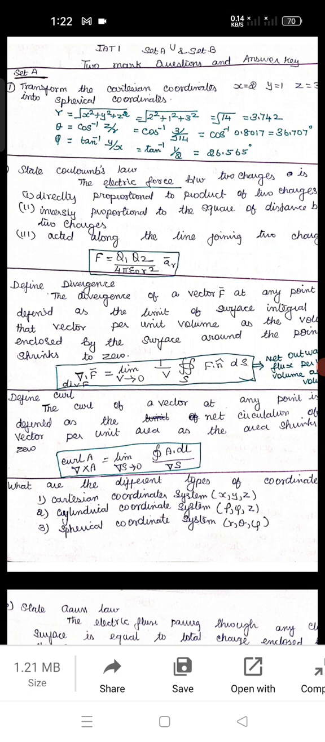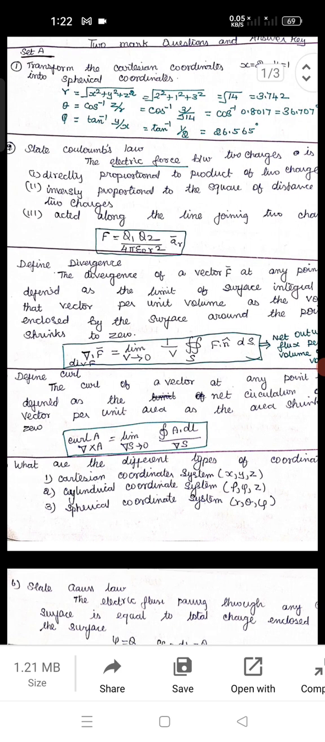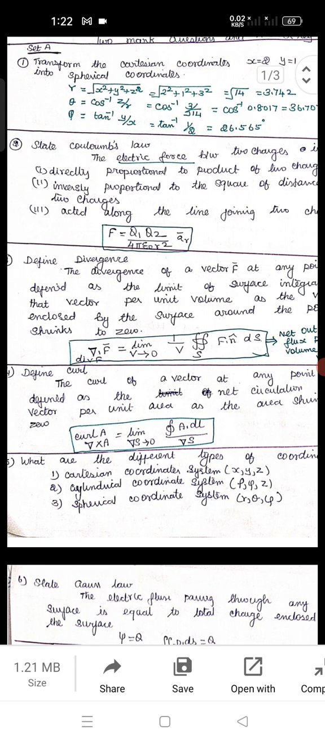And next one, define curl. Curl is nothing but it represents the rotation of a vector. So here the rotation or the net circulation of a vector per unit area as the area shrinks to 0 is given as curl, right? So that is the statement of curl, and you have to write the same as an equation here, right? That is curl A is del cross A, that is the cross product with your vector.